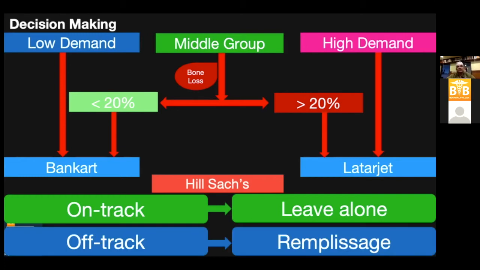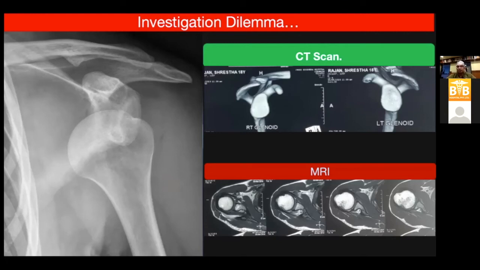There is another dilemma amongst our fellows and colleagues: which investigation is appropriate for a patient with recurrent dislocation? We all know that X-ray is very essential, but most of the time a patient with recurrent dislocation does not present like this. The shoulder is very well reduced and there are very few things you can see in the X-ray. That is why probably a CT scan or MRI is very essential.